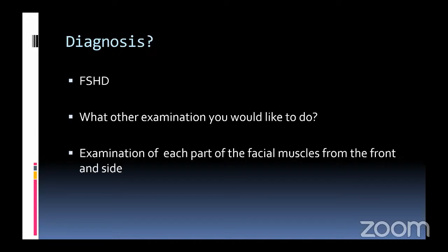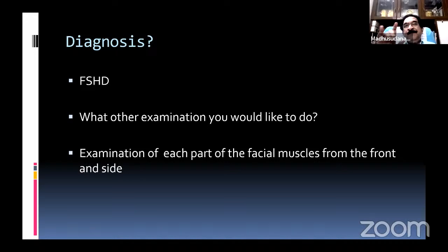Facial weakness, correct. I have to remember that, just like our trapezius, one part may be affected. Here in FSHD, sometimes only the lower lip fibers will be affected, sometimes the upper part more, sometimes only the orbicularis oris, and some frontalis alone may be affected. So you have to check each part of the muscle, not only from the front, from the side also.